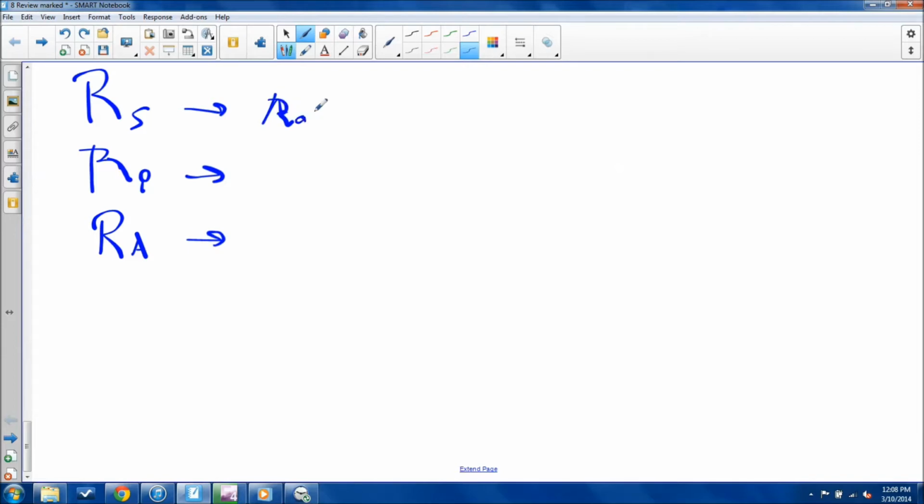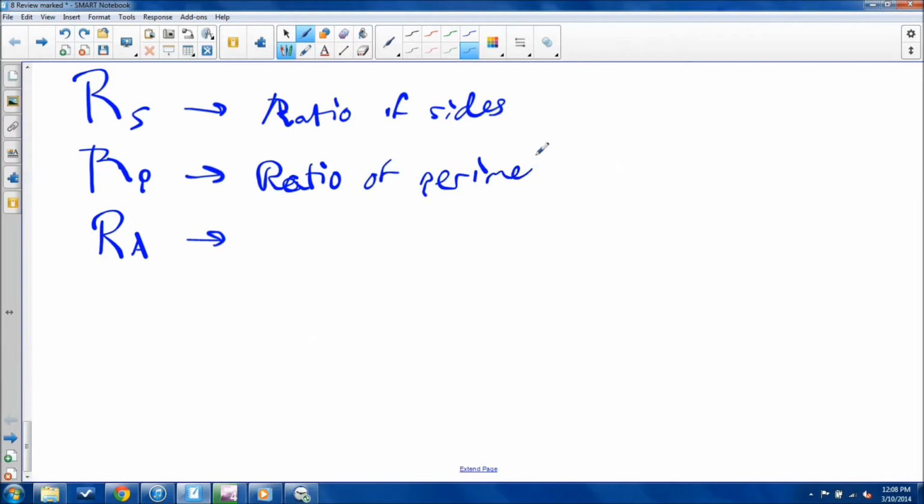Okay, this is glitching. Ratio of sides, ratio of sides, perimeters, and areas.